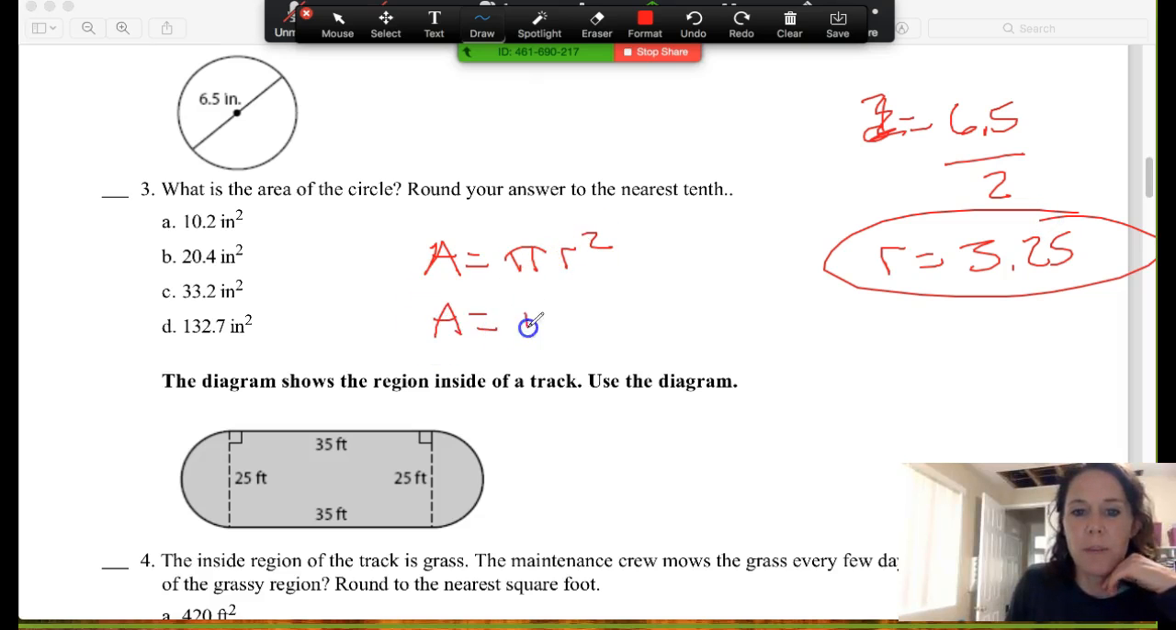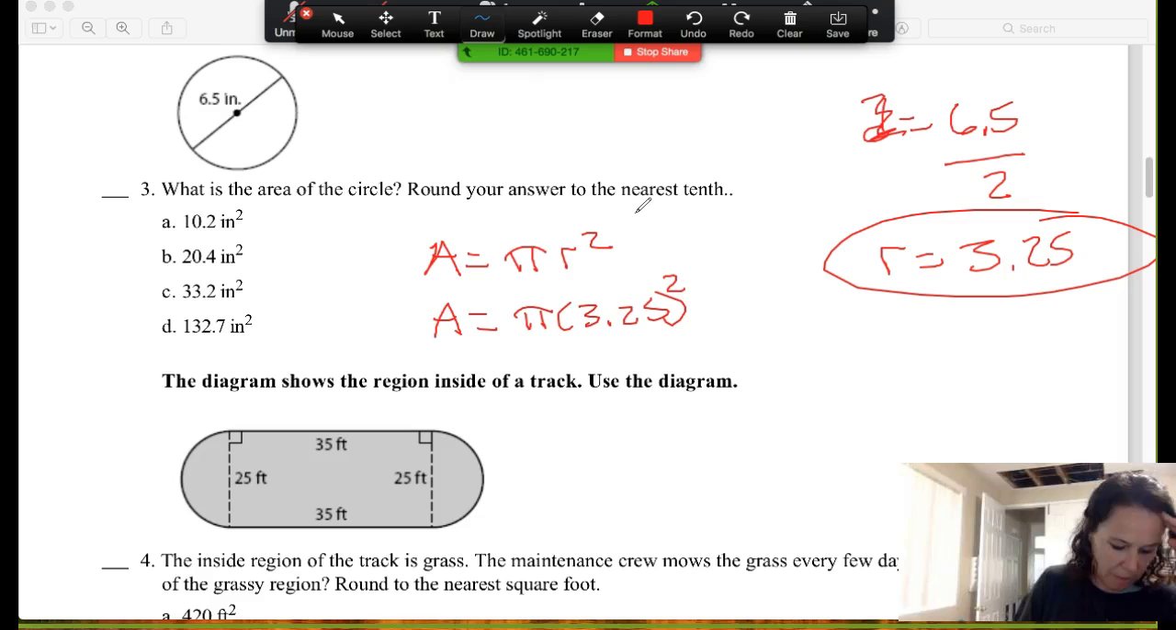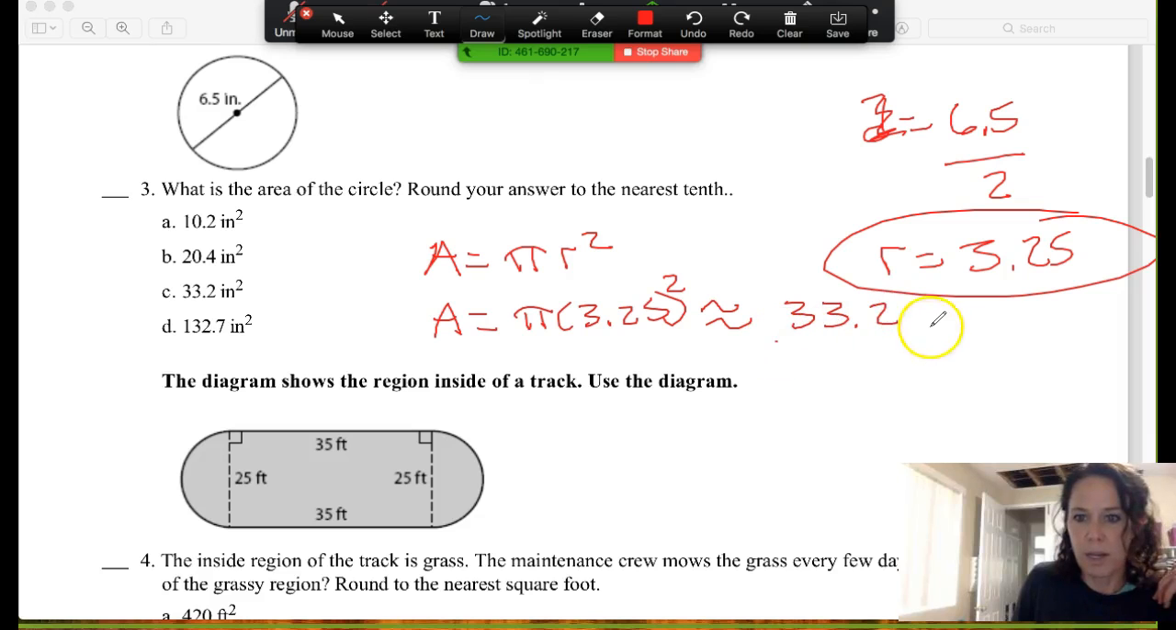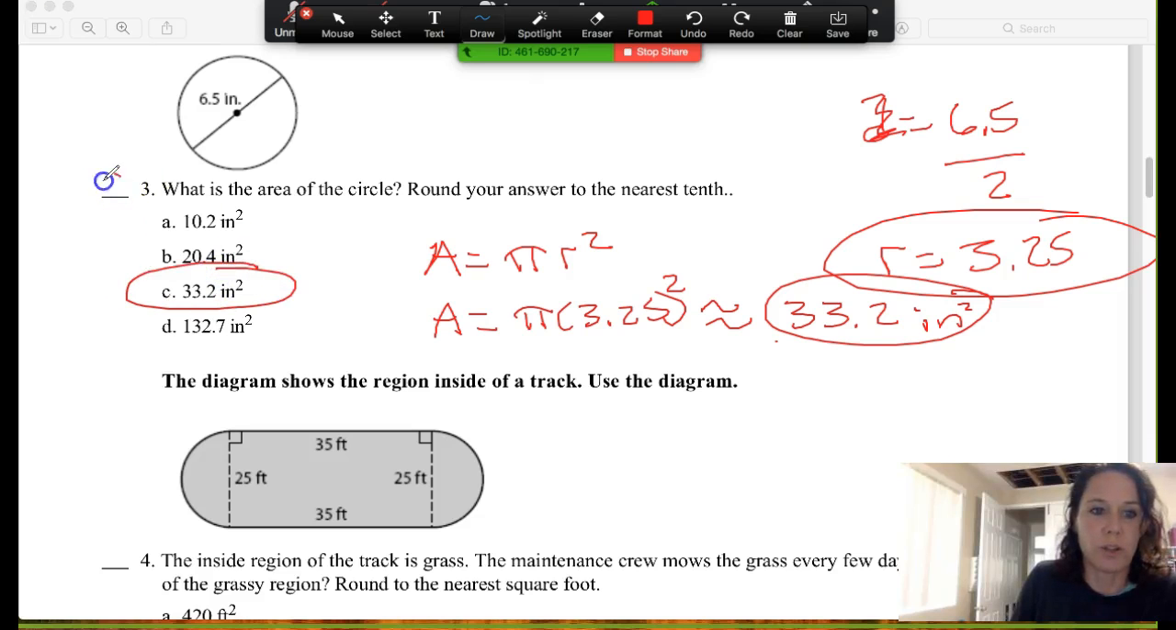So the area is going to be pi times 3.25, our radius, squared. Do that on a calculator, 3.25 times 3.25, and then multiply that by pi, and you should get approximately 33.16 or 33.2. And it's going to be square inches because we're dealing with area. And the radius was in inches, and we squared it. So inches squared, always with area, square inches.